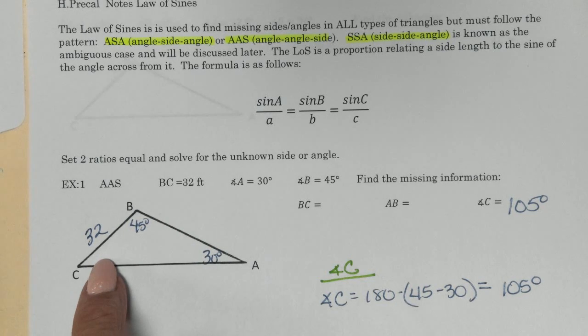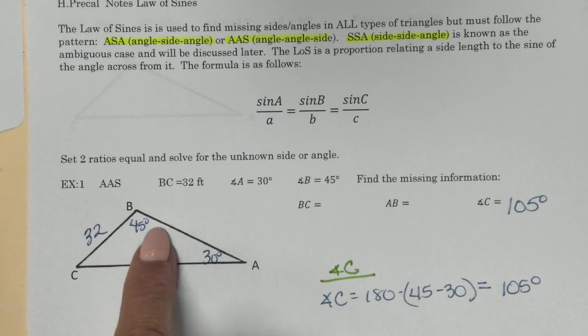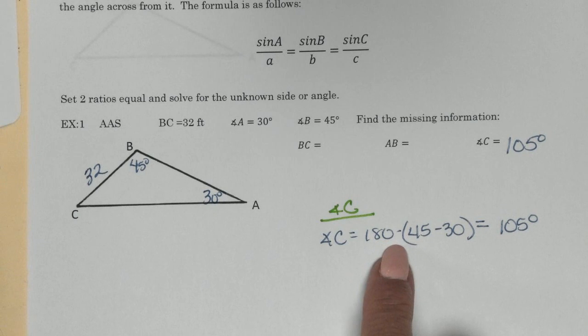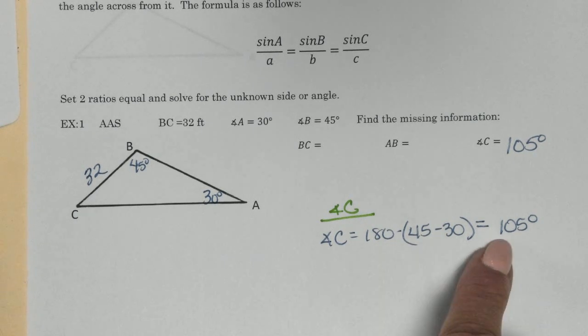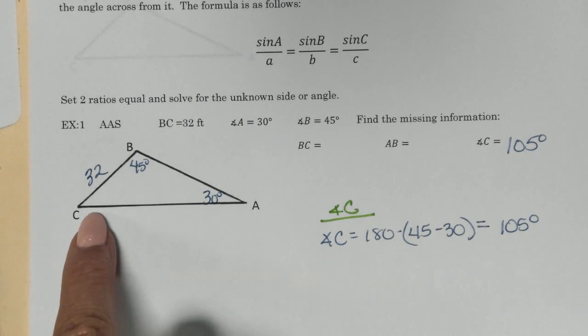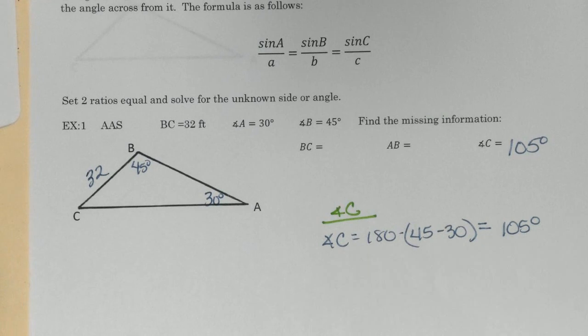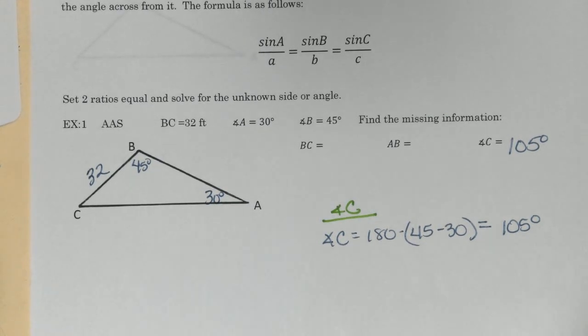I started off with finding the missing angle. That was easy peasy. These three angles add up to 180. So we subtract 45 degrees and 30 degrees from 180, and what's left over is the measure of angle C. Obviously, this is not drawn to scale, but that is what we come up with when we do the math. So we now have angle C.